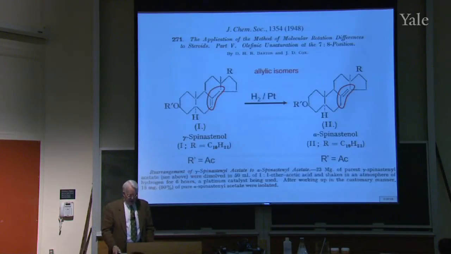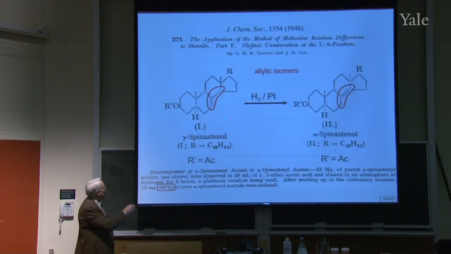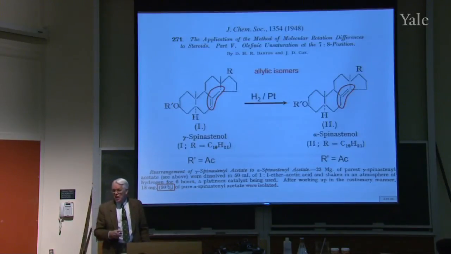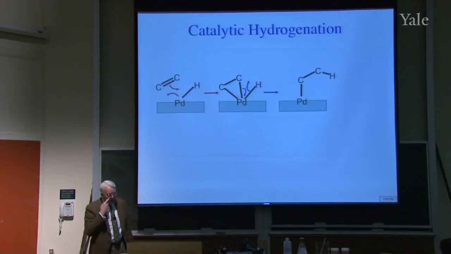And now if you look at the details of this primary literature, it says that there's a rearrangement of one of these compounds to the other, right? And it says that it happens in 80% yield. 80% of the product has gone from here to here. This is what you would use for catalytic hydrogenation. But instead of hydrogenating, it first went by allylic rearrangement. Now, how did that happen?